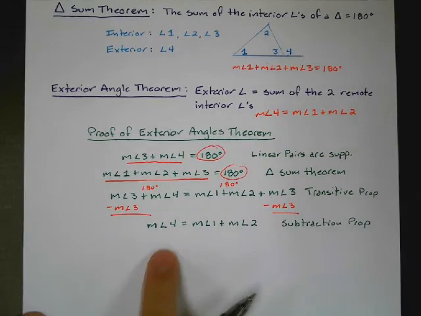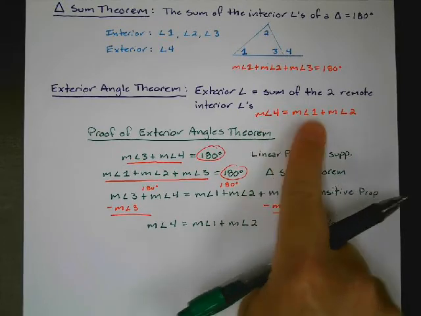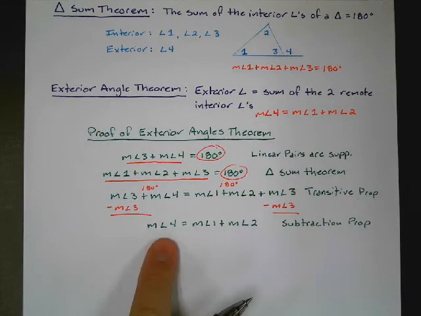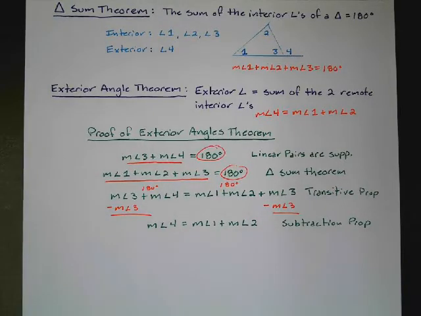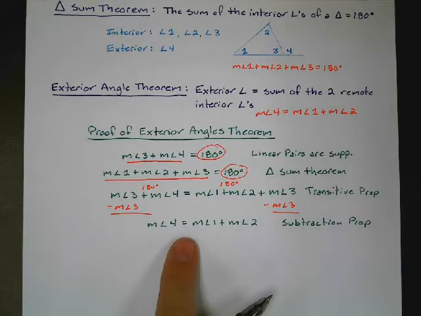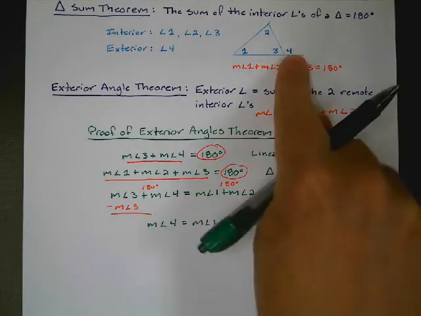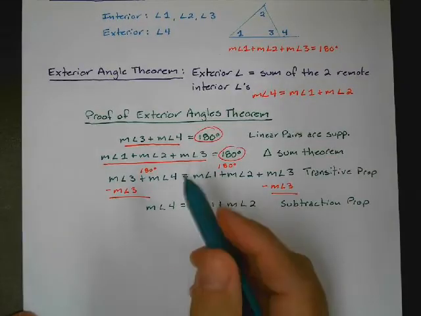And we have now proven the exterior angles theorem, because the exterior angles theorem said that angle 4 equals 1 plus 2. Here I got angle 4 equals angle 1 plus angle 2. So now we know definitely it works every time because we've proven it mathematically. So angle 4, the exterior angle, is always going to equal the two remote interior angles. All right, now we're going to prove the triangle sum theorem.